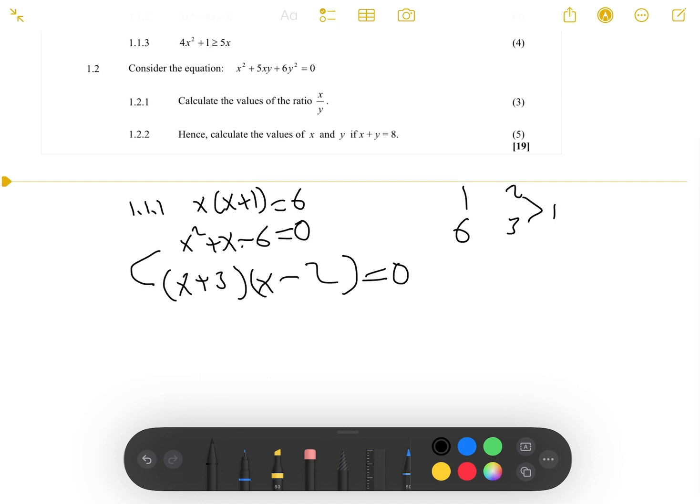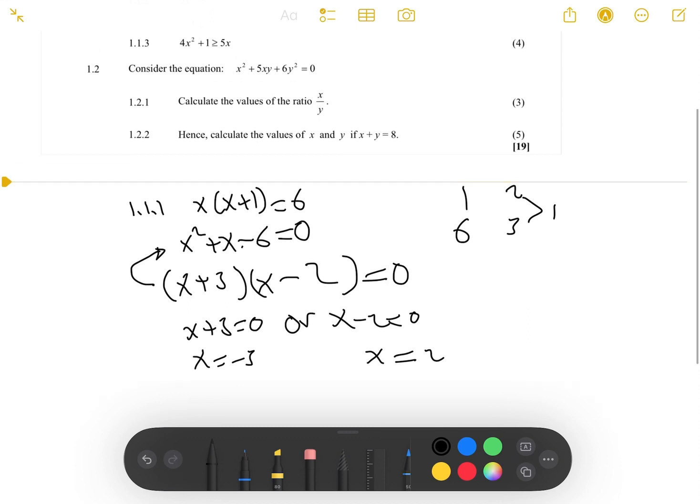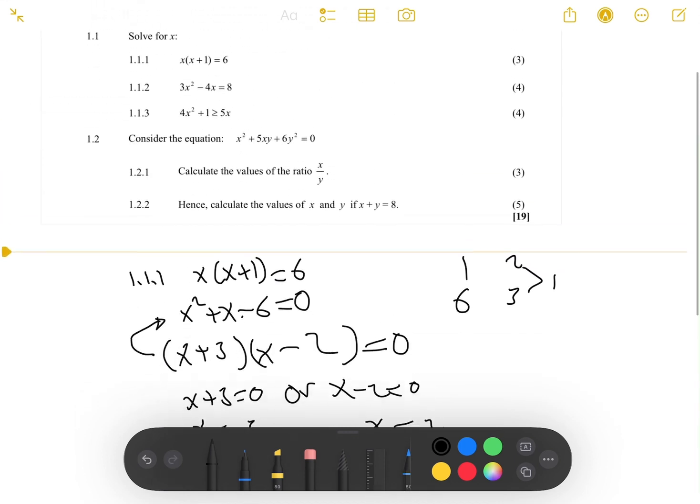Multiplying this out will give you this. You can check on your side. So here we end up with x plus 3 all equals to 0, or x minus 2 all equals to 0. Therefore x equals negative 3, or x equals 2. And then let's move to 1.1.2.